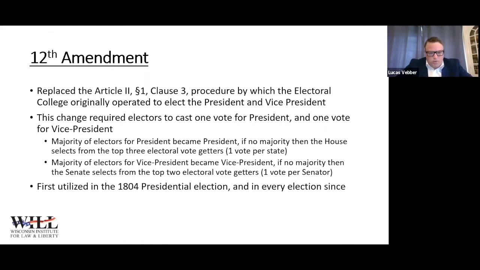So the majority of electors for president became president. If no majority, it goes to the House. Majority of electors for vice president became vice president. If no majority there, then the Senate selects from the top 2 electoral vote getters, 1 vote per Senate seat, though. So it's not by state in the Senate. This was first utilized in the 1804 presidential election, and it has been in place for every election since.